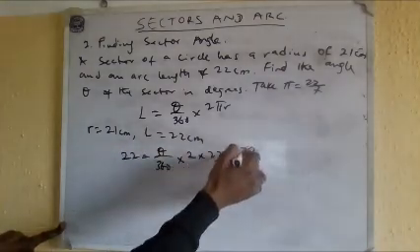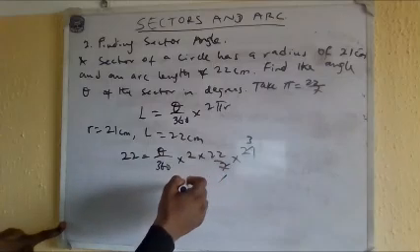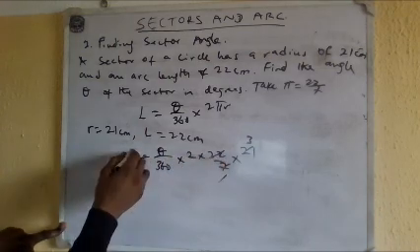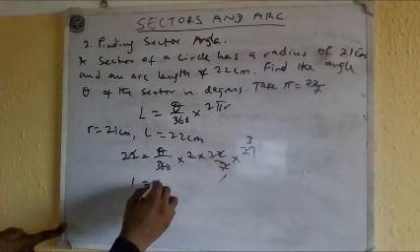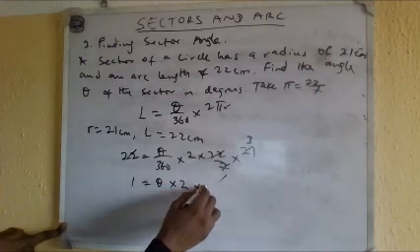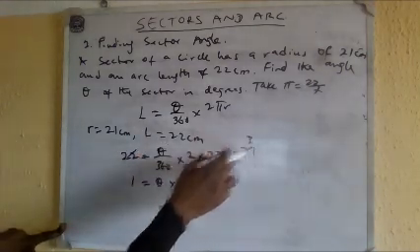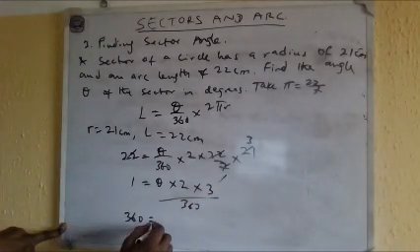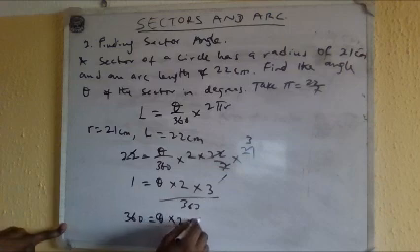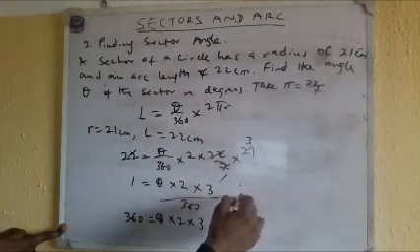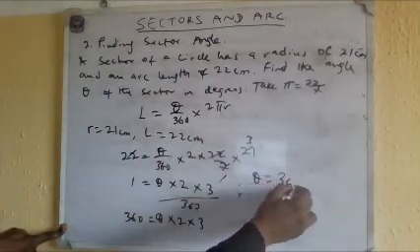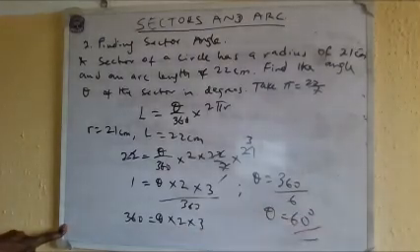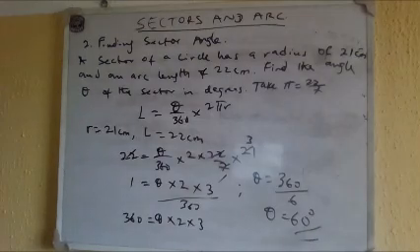So 7 here 1, 7 here 3. This 22, we cancel this 22. So I have 1 is equal to theta times 2 times 3 all over 360. 360 will go up. 360 is equal to theta times 2 times 3. 2 times 3 is 6. So theta is equal to 360 divided by 6. Theta is equal to 60 degrees. So that is theta in the simplest form.